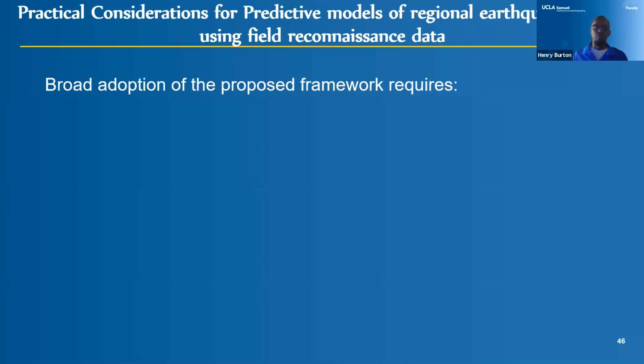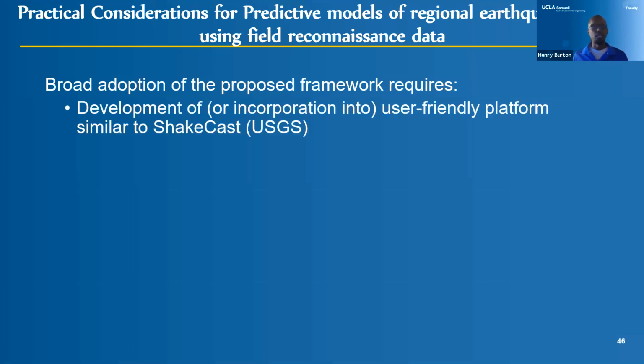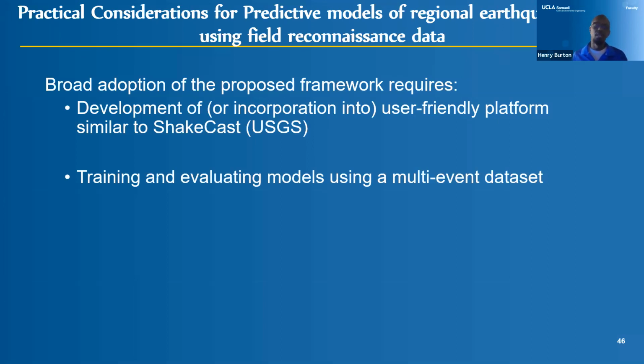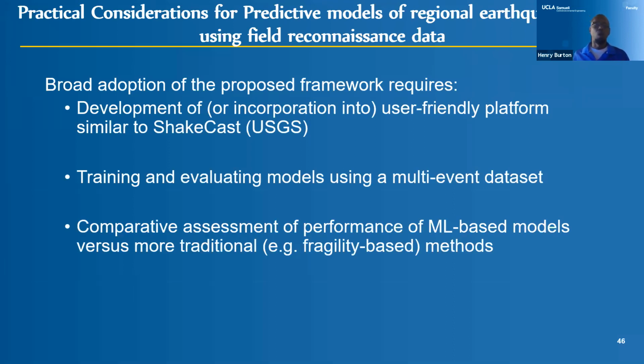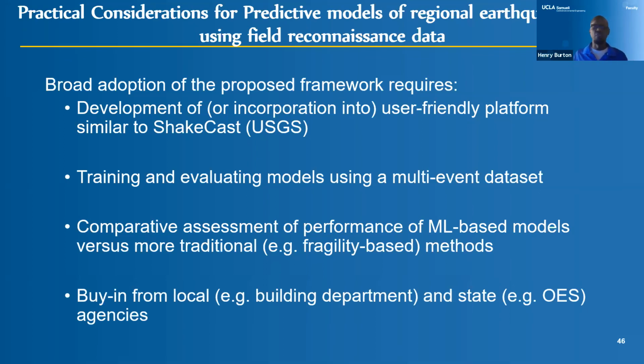Okay, some practical considerations for predictive models for regional earthquake impact assessment. To get these things adopted broadly, they would need to be incorporated into some user-friendly platforms such as ShakeCast, if you're familiar with USGS's ShakeCast. We just trained this model on a single data set. I would not advise trying to do real predictions based on a model trained on a single earthquake, right? You want to create a multi-event data set. You want to be able to compare the ML-based models with more traditional approaches like HAZUS. And then you also need to get buy-in from the local building department or the state agencies.